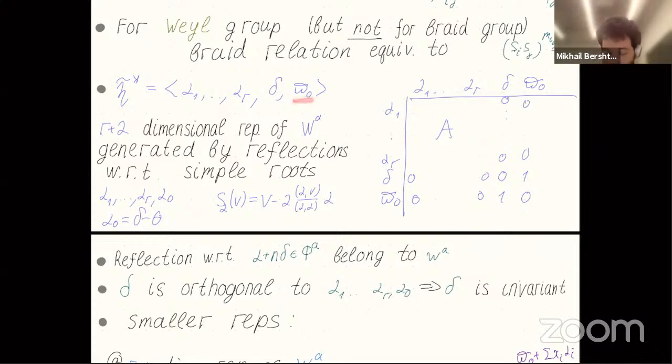Here I draw, for completeness, the scalar product of them. So I assume that everything is semisimple, then simply laced. Then here we have just the scalar product between alphas, and delta and omega 0 are dual. It is not necessary to have simply laced, but this is not necessary for this formula. It doesn't matter.